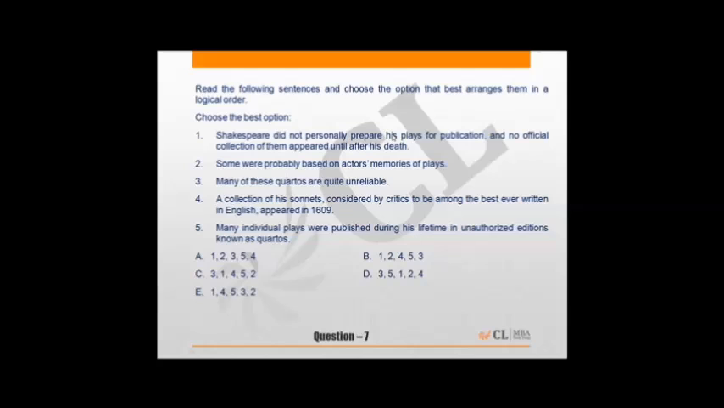This para jumble should begin with sentence 1, which should be followed by 4 because 4 discusses an example of one of his sonnets appearing after his death, that is in 1609. And 4 should be followed by 5, which presents a contrasting situation, that is many individual plays appeared during his lifetime in unauthorized editions known as quartos. And 5 should definitely be followed by 3 because 5 and 3 form a mandatory pair, because 3 discusses more about these quartos, that is many of these quartos are unreliable. Why are they unreliable is the reason given in 2, so 3 and 2 also form a mandatory pair. 2 says the reason why these quartos are unreliable is because some of them were probably based on the actors' memories of the plays. This makes option E, 14532, the correct answer.